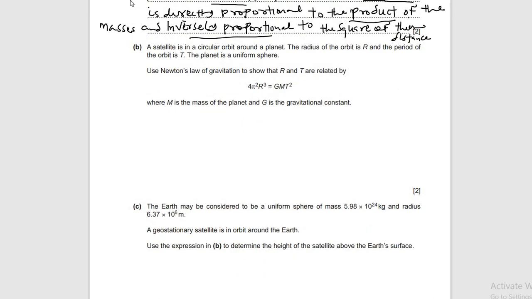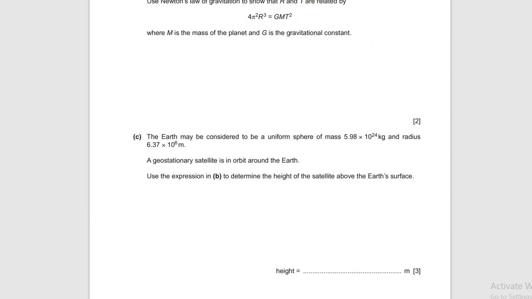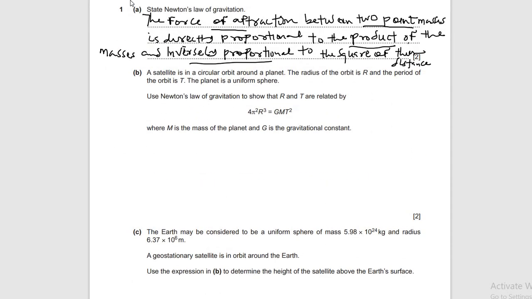A satellite is in circular orbit around a planet. So the radius of the orbit is r, and the period of the orbit is T. The planet is a uniform sphere. Use Newton's law of gravitation to show that r and T are related by this.